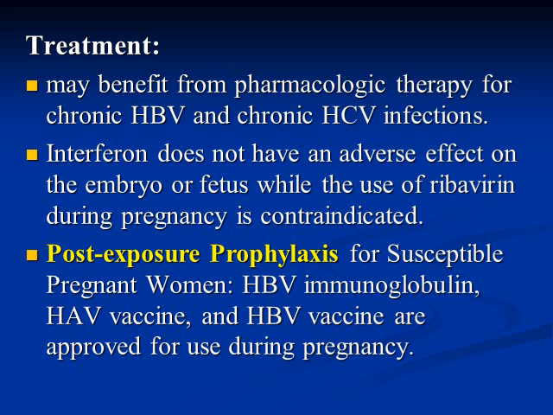Regarding post-exposure prophylaxis, in fact, we don't give hepatitis B virus vaccine routinely for pregnant women, but we can give it to pregnant women who are exposed to risk of hepatitis, like a woman whose husband has hepatitis B, or a woman who is a health worker, or has an endemic environment. These are susceptible women, so we can give them hepatitis B virus immunoglobulin. Hepatitis A vaccine and hepatitis B vaccine are approved for use during pregnancy.